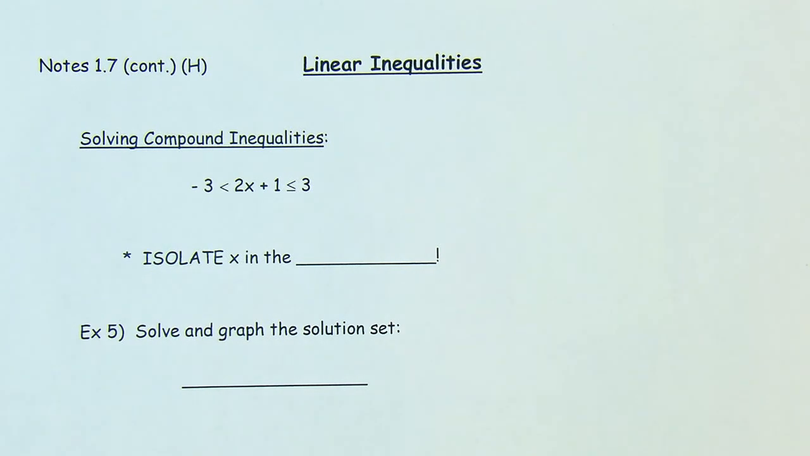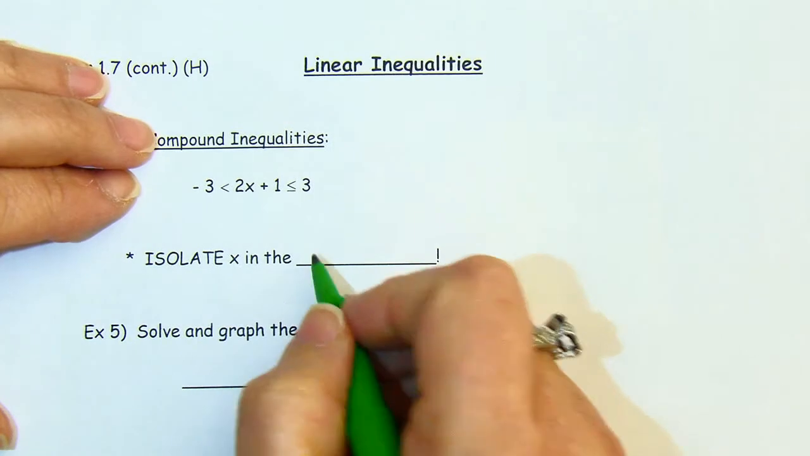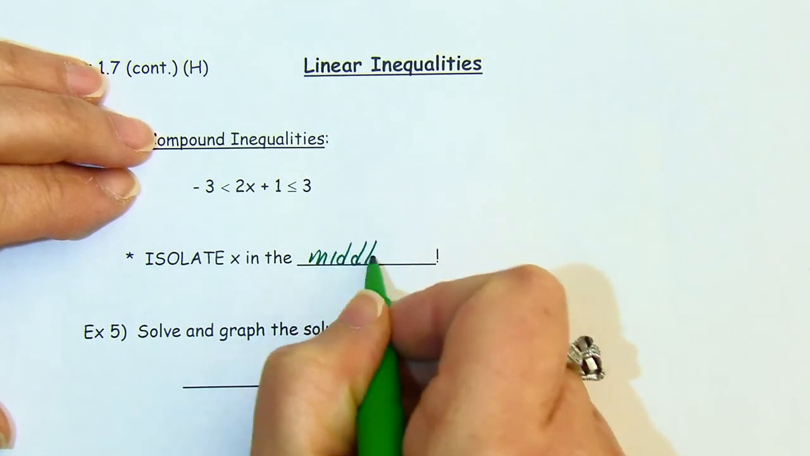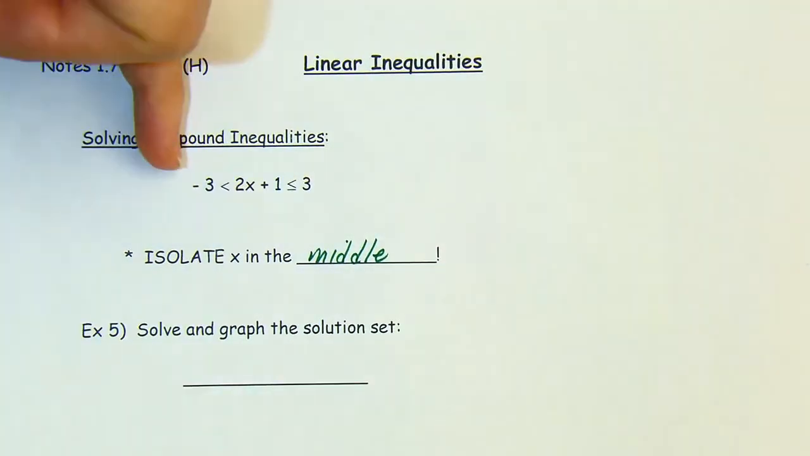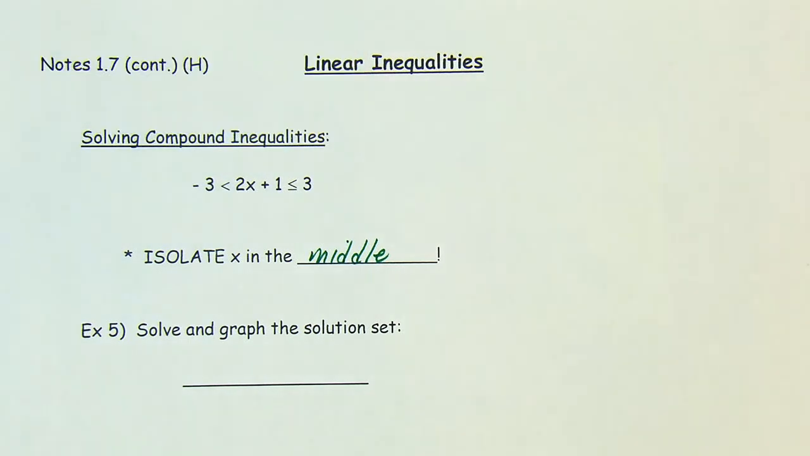Or, I don't necessarily like to bust them apart like that because I just say x is in the middle, so isolate x in the middle. But whatever I do to the middle, I have to do to the left side and to the right side of those two inequality symbols.